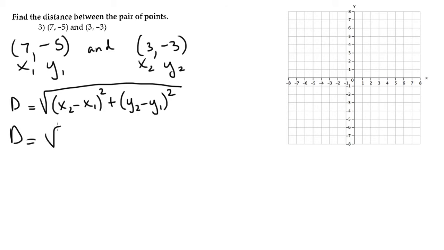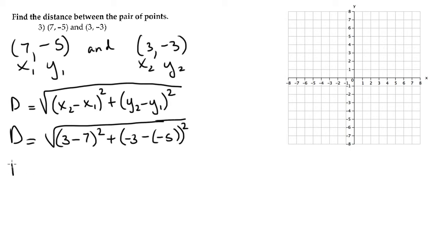So let's just substitute these values into this formula. x2 is 3, minus x1, which is 7, squared, plus y2, which is -3, minus y1, which is -5, squared. And let's just do this arithmetic here. 3 minus 7, that's -4, squared, plus -3 plus 5, that's 2, squared.